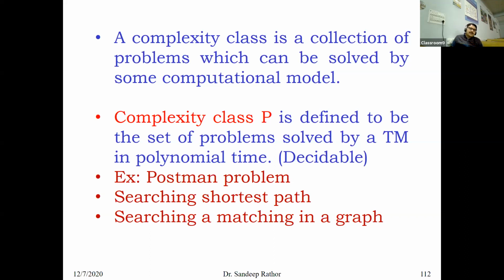There are lots of complexity classes that you already read in the subject DA: complexity class P, class NP, NP-hard and NP-complete. You do not need to go into much detail, but you should know an example of each class, and you should definitely remember the definition of each. So, what is complexity class P? Complexity class P is defined to be the set of problems solved by a Turing machine in polynomial time.